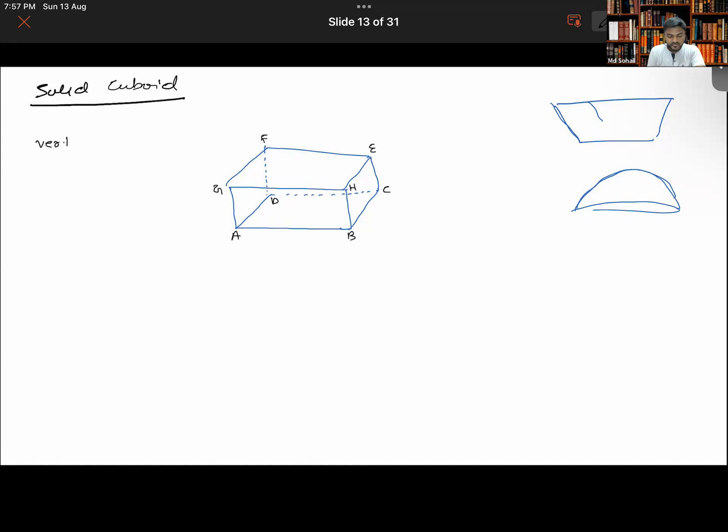Vertex. Arhan, are you listening? Arham, name a few vertices in this figure. A, B, C, D, up to H. They are all vertices, yes. Okay, what is the width of the figure here?